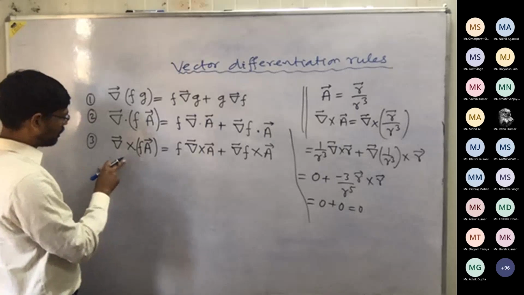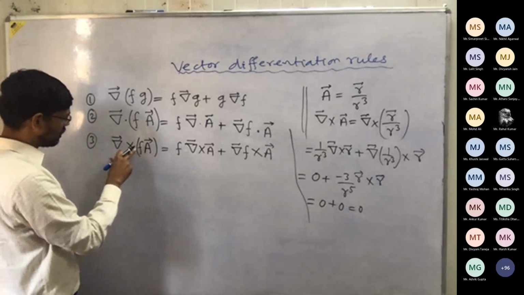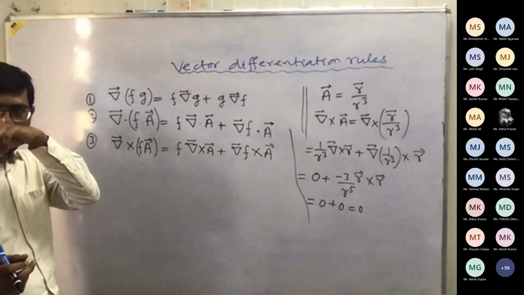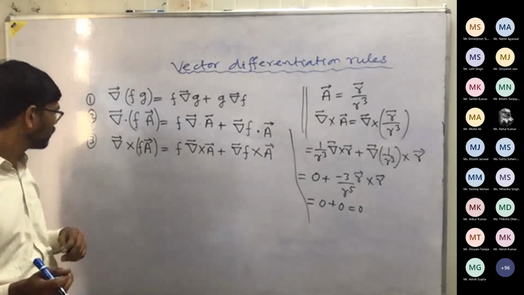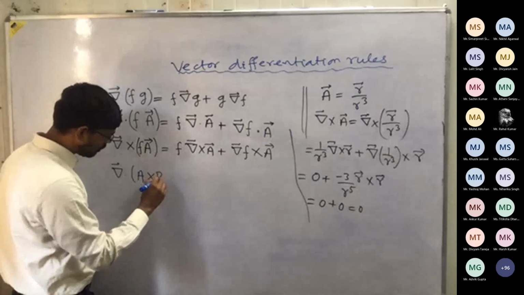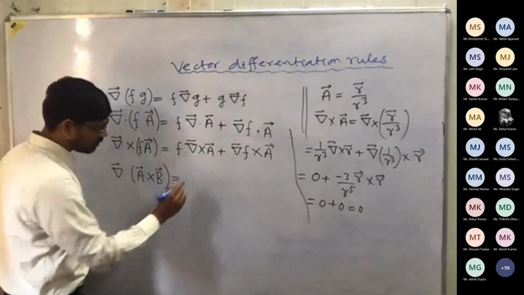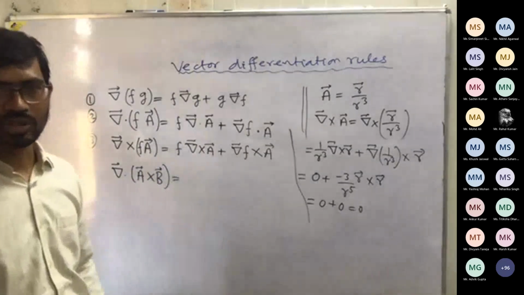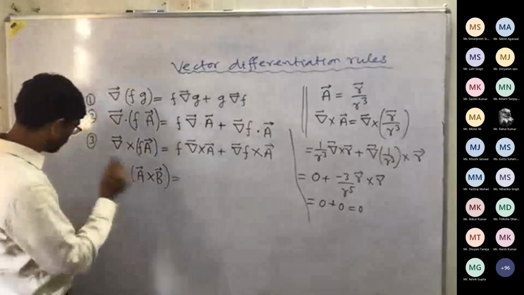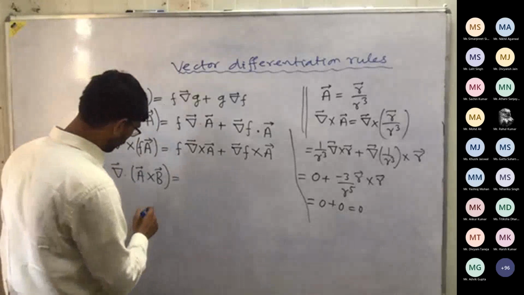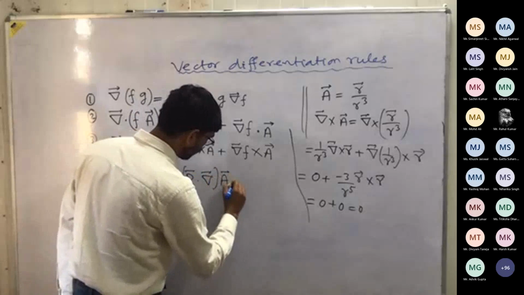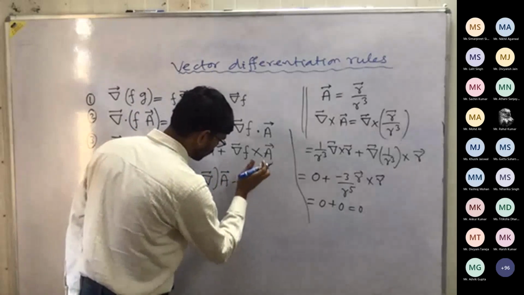Okay, so we had three formulas, and then we can have a formula for del dot A cross B. Okay, del dot A cross B. This one again you have to remember. Del dot A cross B is equal to B dot curl A minus A dot curl B.